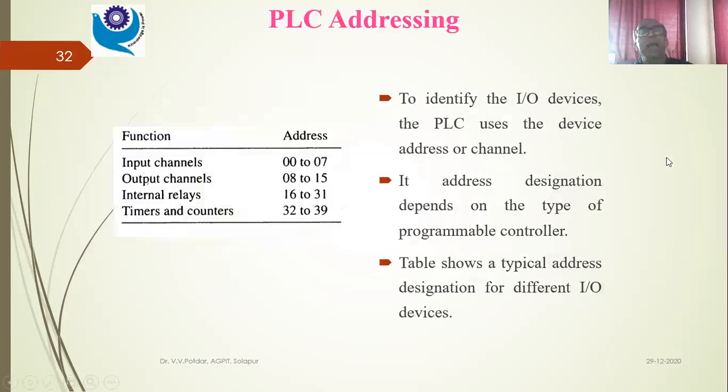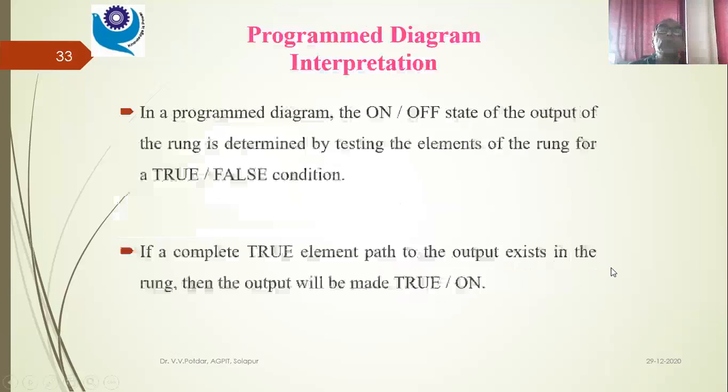Now, how is PLC addressing done? Input channel addresses are from 00 to 07, output channels 08 to 15, internal relays 16 to 31, timers and counters 32 to 39. To identify the input-output devices, the PLC uses the device address or channel. Its address designation depends on the type of programmable controller. Our table shows the typical address designation for different input-output devices.